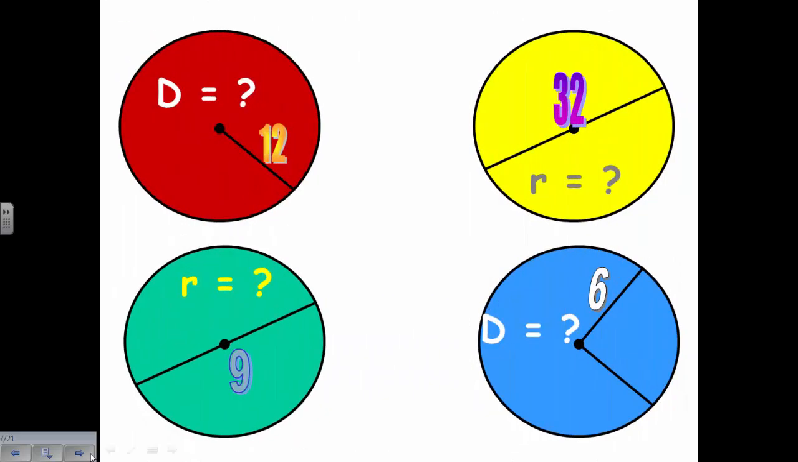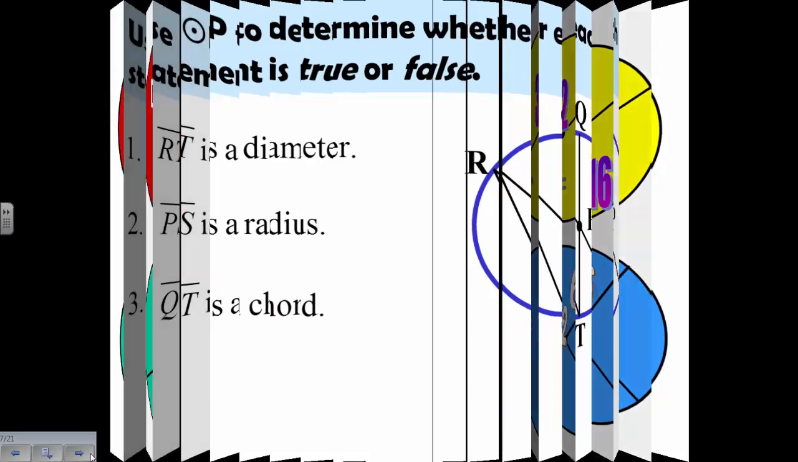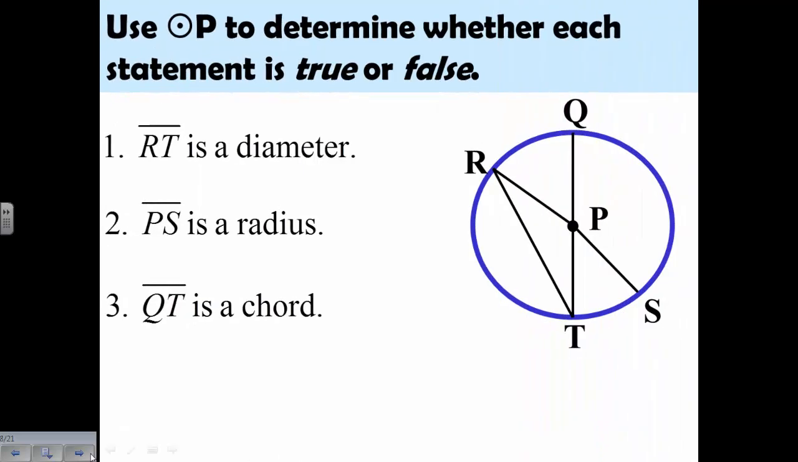Take the time to pause the video and try to work through these problems. How did you do? Did you get them correct? Do you understand how we got these numbers? If not, make sure you ask me in class. Take the time to copy this example down. Pause the video and then see if you got these right, true or false. Keep in mind that on problem 3, QT is a chord because its endpoints are on the circle. Remember, that diameter is called the longest chord.